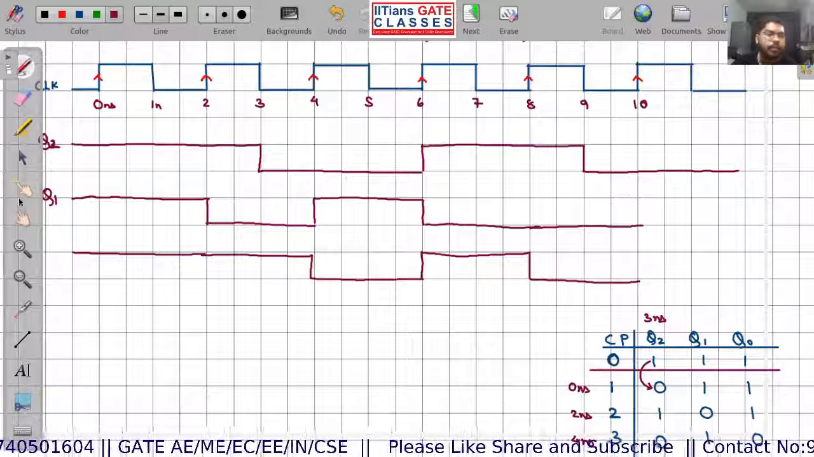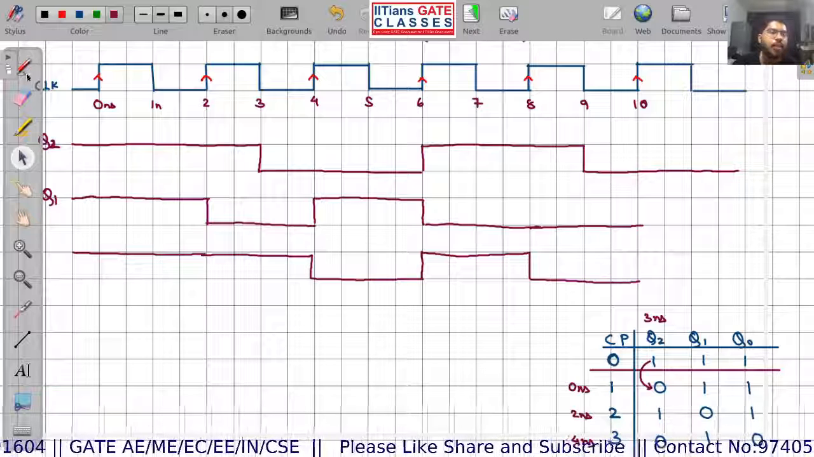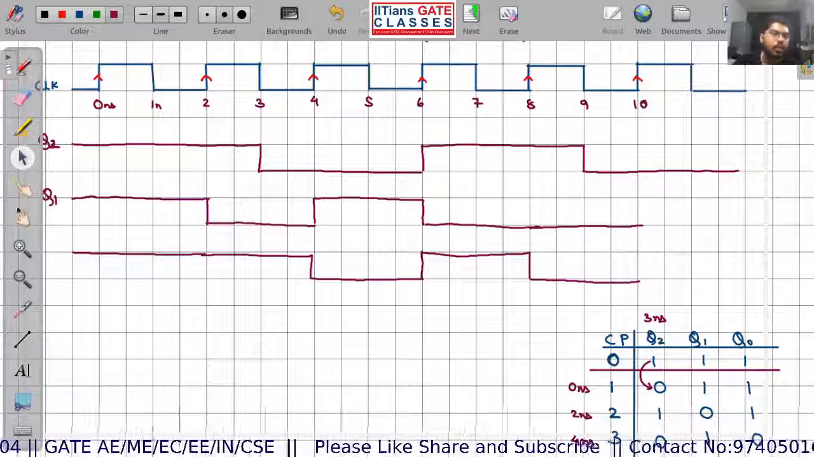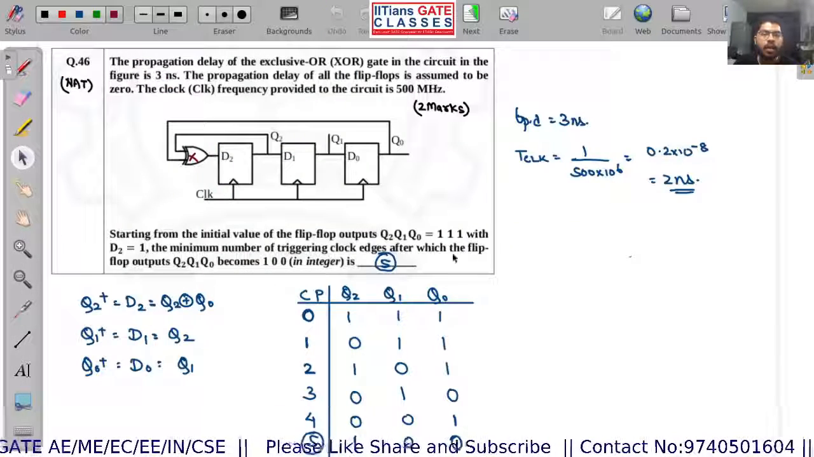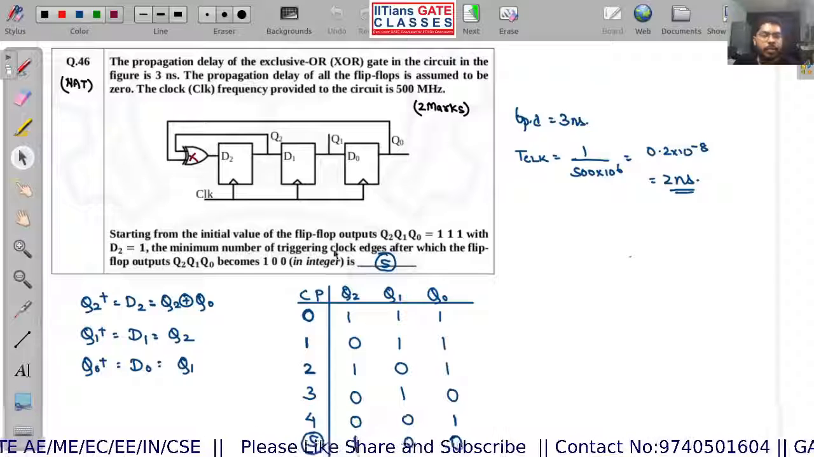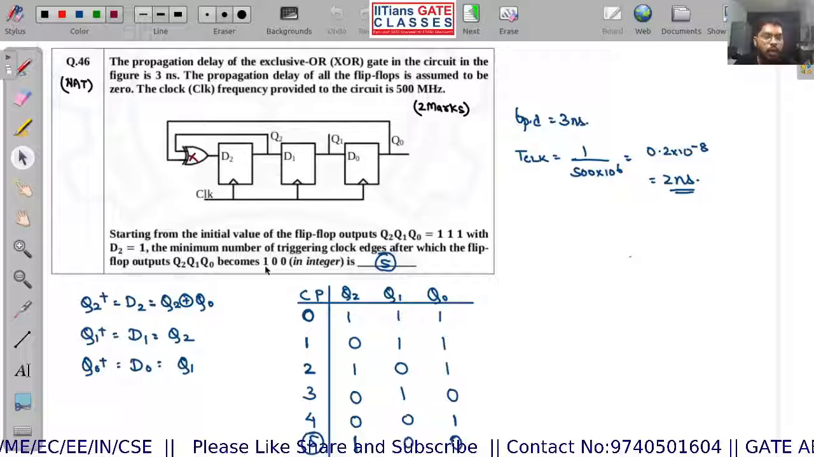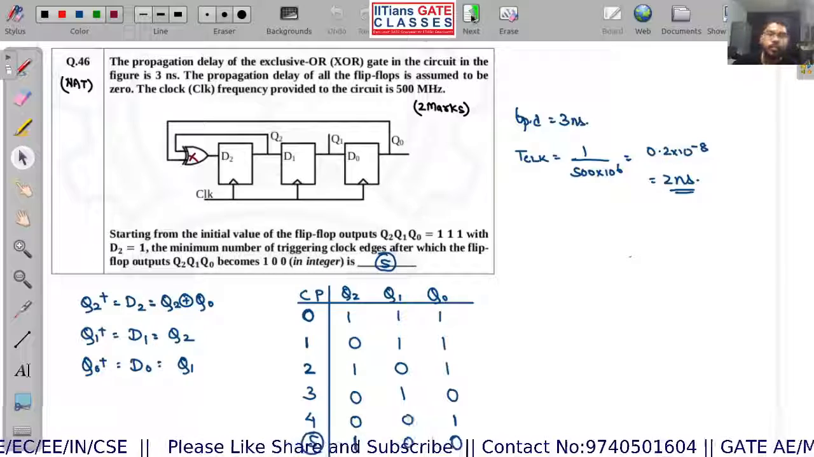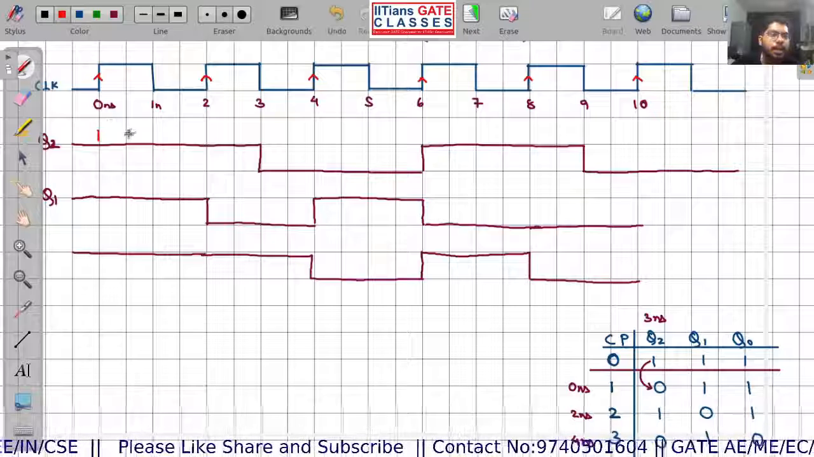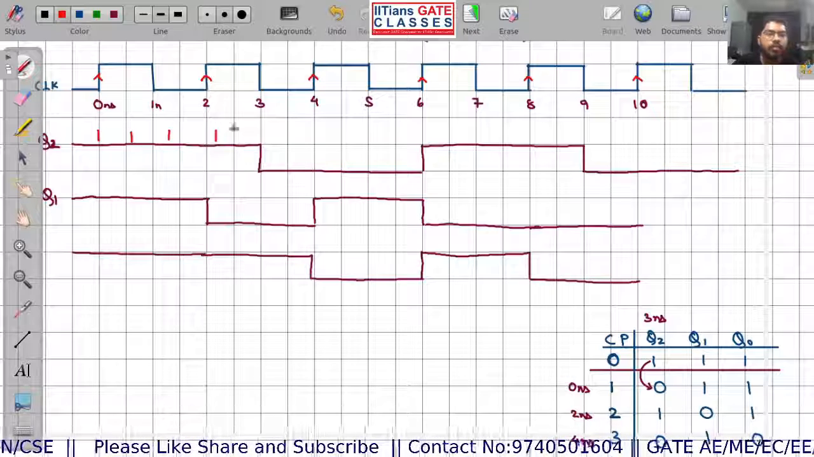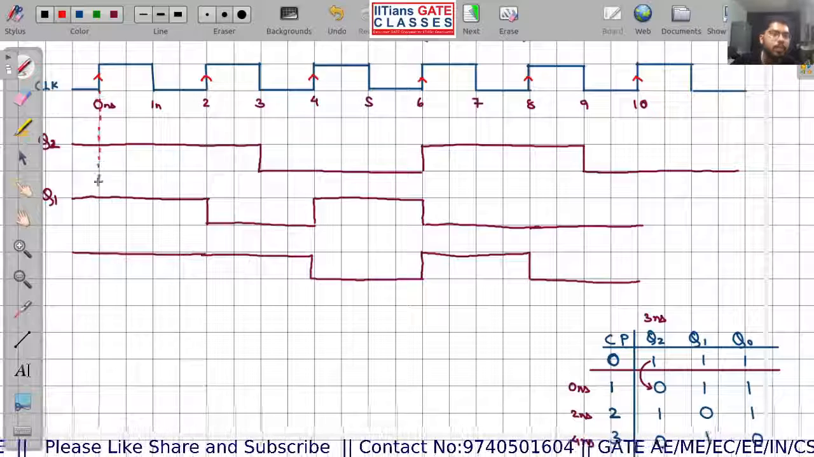So now these are my states. Let me see what the values are here. What they have asked me is the minimum number of triggering clock edges after which the flip-flop outputs Q2, Q1, Q0 become 1, 0, 0. Fine. So I need to see when it is 1, 0, 0. So let me write the states. It is 1, 1, 1. For each clock pulse I am going to write. So this is the first, 0 clock pulse.